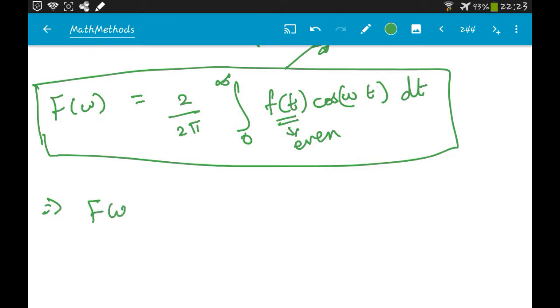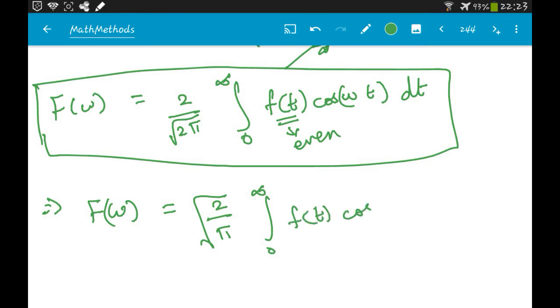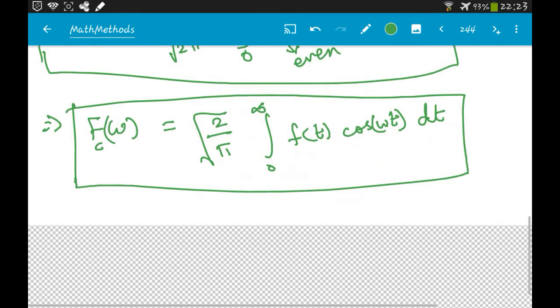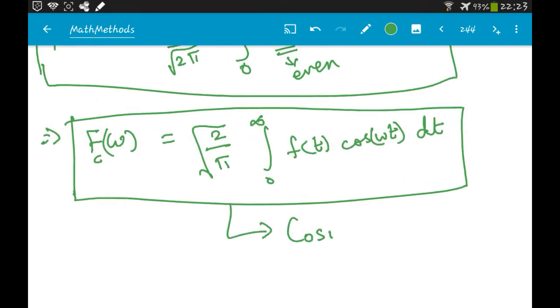Okay, so when f of t is even, then F of omega can be simplified to this, right, which means your F of omega becomes root of 2 by pi, integral from 0 to infinity f of t cos omega t dt. And this is nothing but your cosine Fourier transform, or cosine transform. Okay, so this is called your cosine transform.